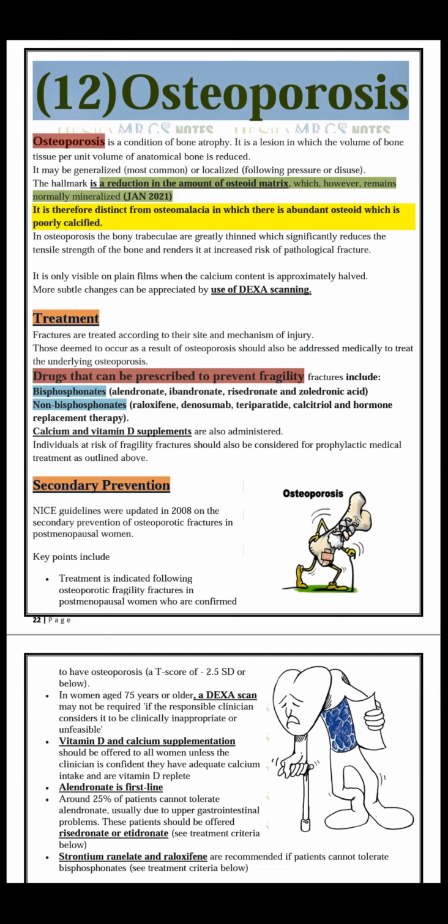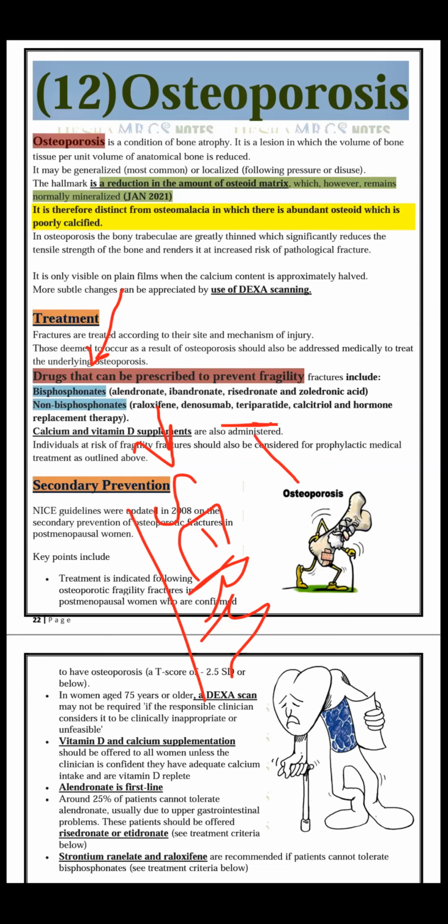What are the osteoclast inhibitors? They are bisphosphonates. What are these bisphosphonates? You have multiple drugs like alendronate, ibandronate, risedronate, and zoledronate, also zoledronic acid. Non-bisphosphonates: what are the non-bisphosphonates? You have raloxifene. Raloxifene is a SERM, selective estrogen receptor modulator, and it can be used if you have vertebral osteoporosis and is not used in non-vertebral osteoporosis.